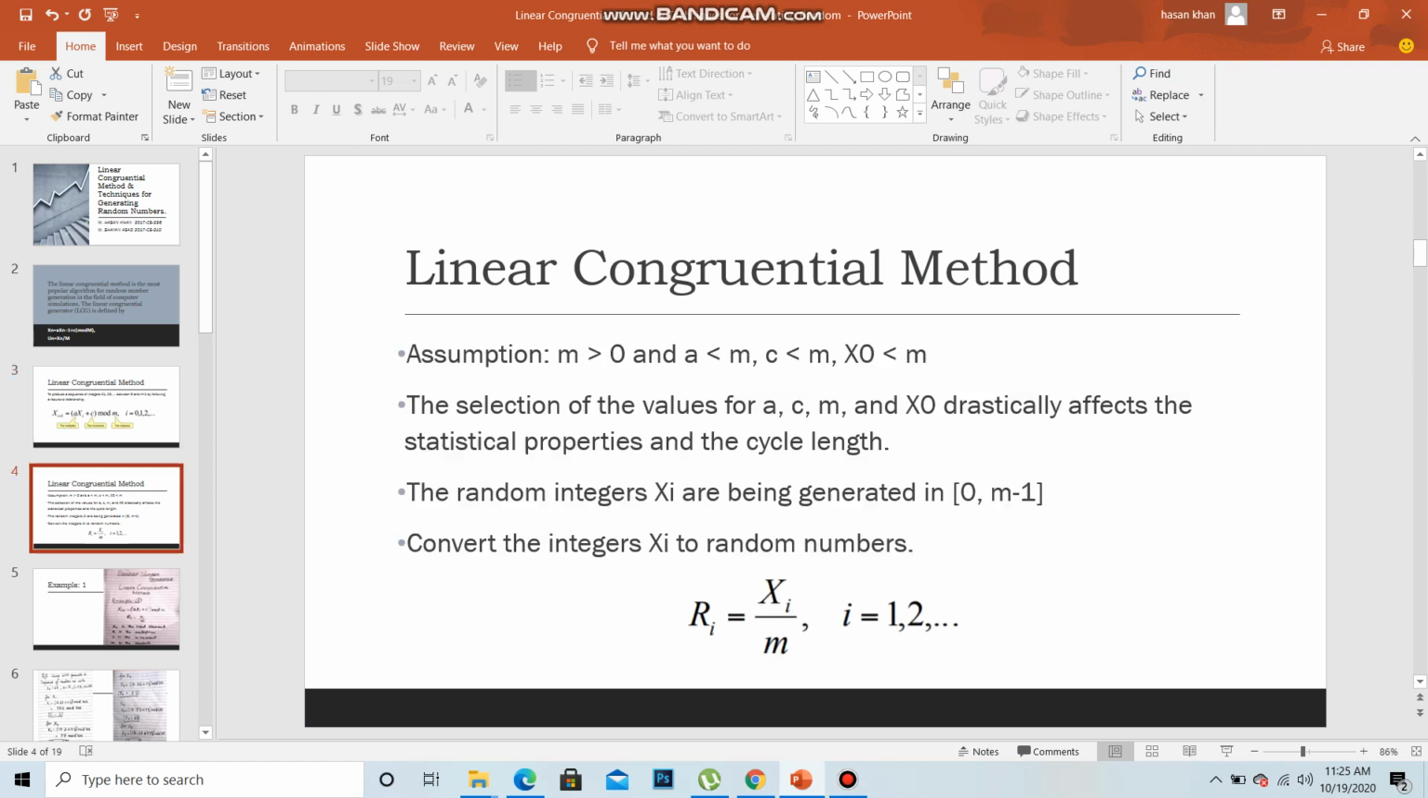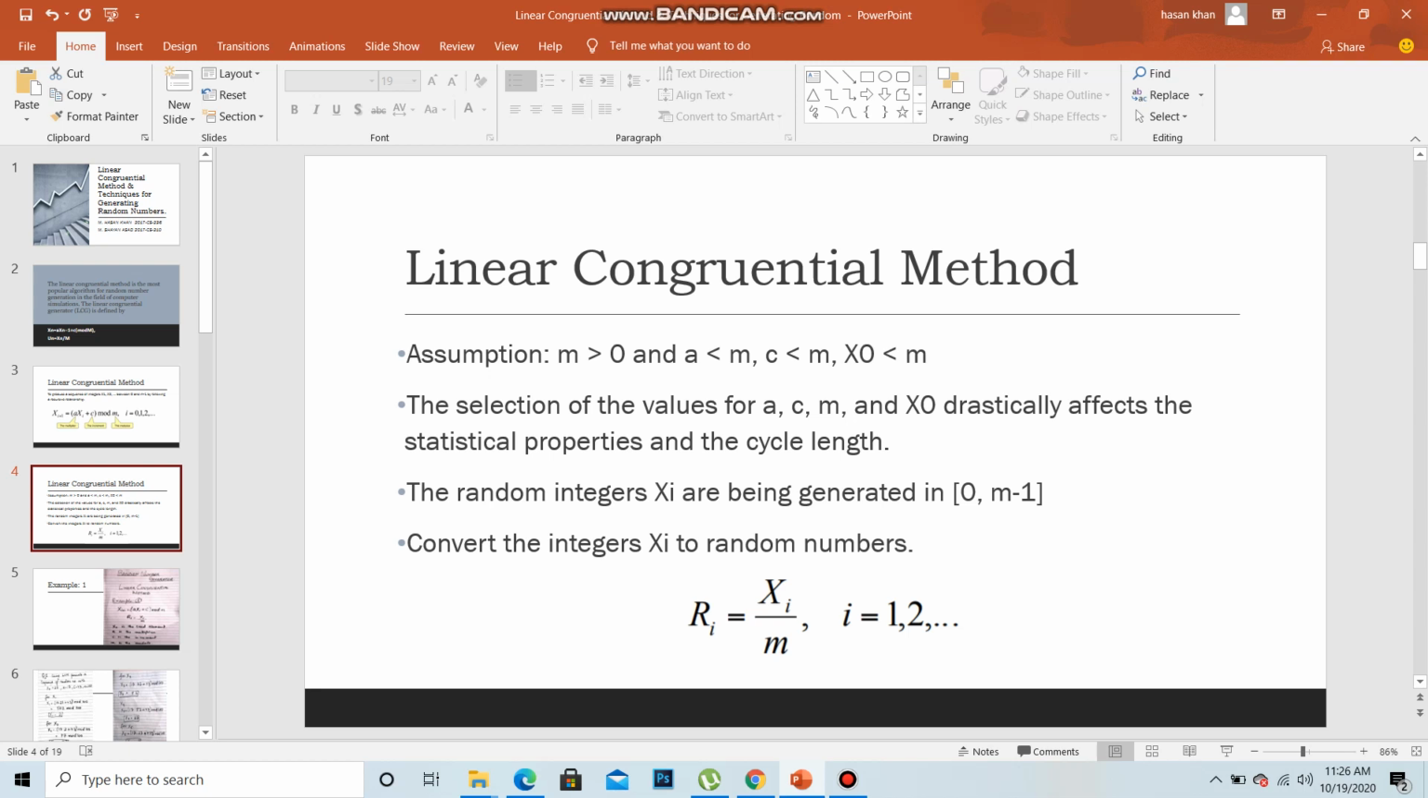So let's assume that m is greater than 0 and a is less than m, c is less than m, and x naught is less than m, which is the seed, the entropy, initially x naught. The selection of the values for a, c, m, and x naught drastically affects the statistical properties and the cycle length. The random integers Xi are generated in the range 0 to m minus 1.